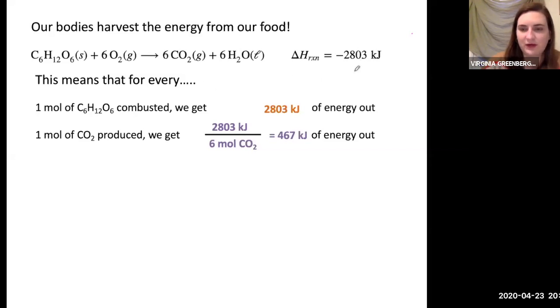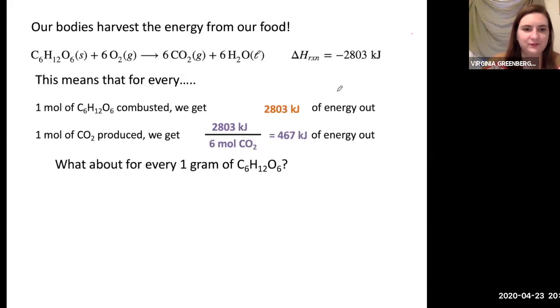So here we were working in terms of moles, but when we're looking at nutritional information, we're never looking at moles of sugar in a can of pop or anything like that. What we're looking at are grams. And so we could calculate how much energy we get out for 1 gram of sugar.